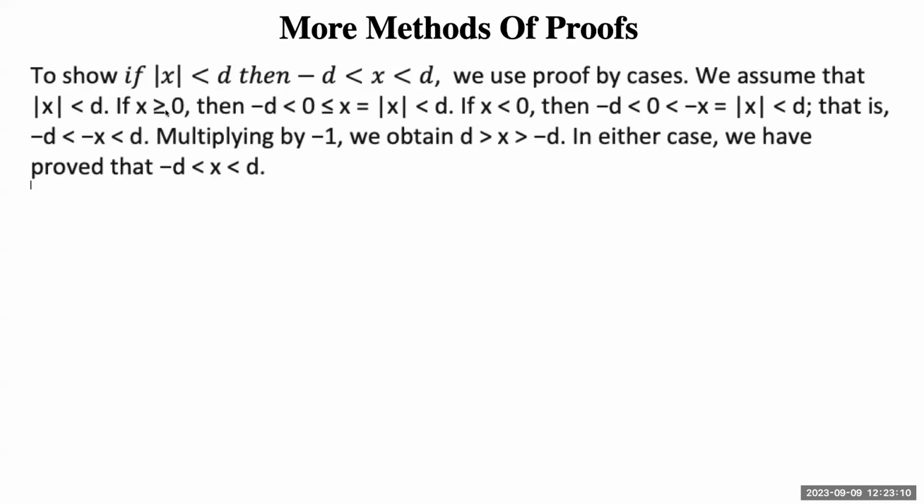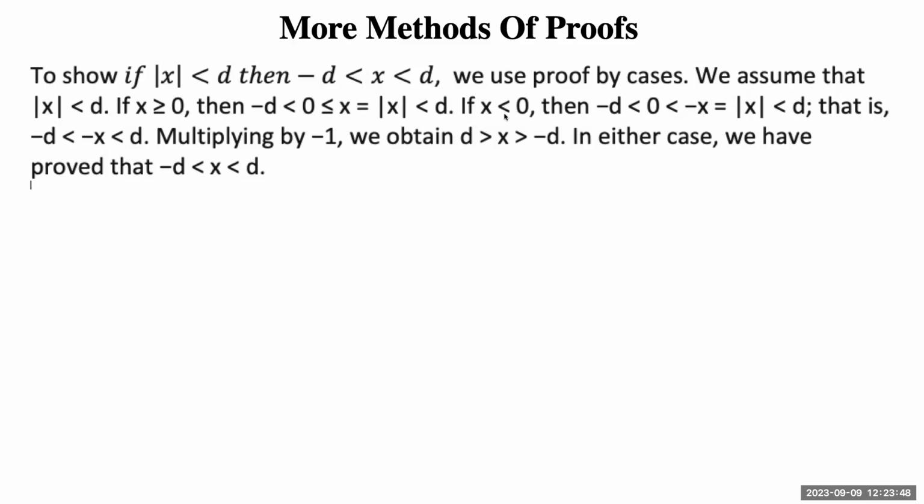So we're going to prove this: if absolute value of x is less than d, then x is between negative d and d. If x is greater than or equal to 0, then 0 is going to be greater than negative d, because d is a positive number, remember. Okay. So we know right away it's going to be greater than negative d, and absolute x is going to be less than d. Okay.